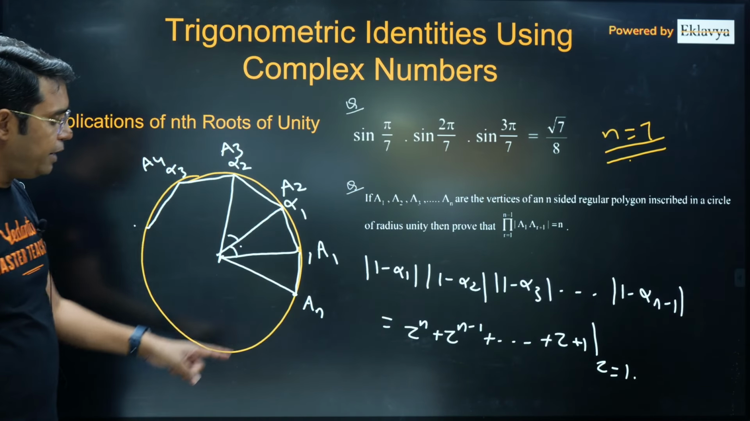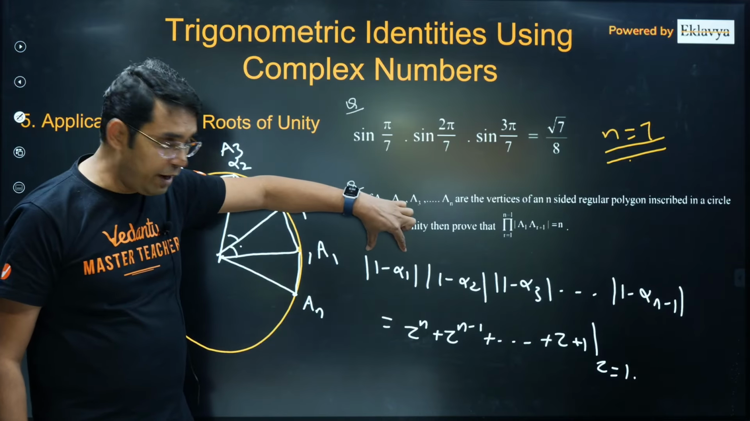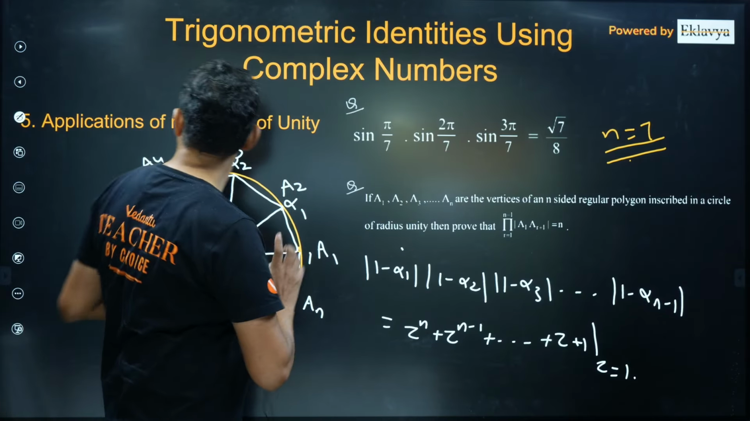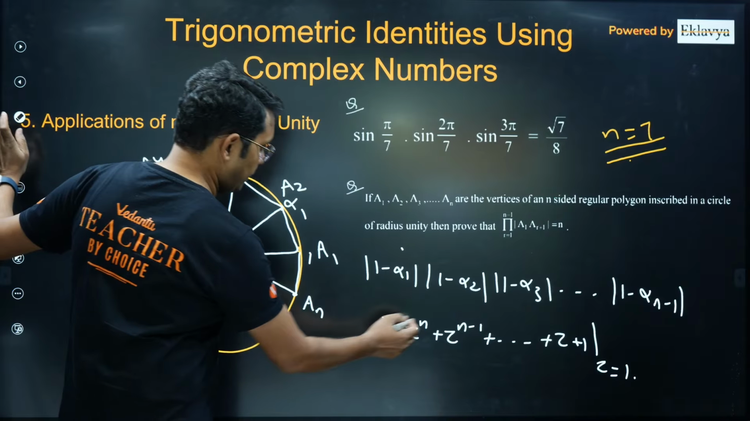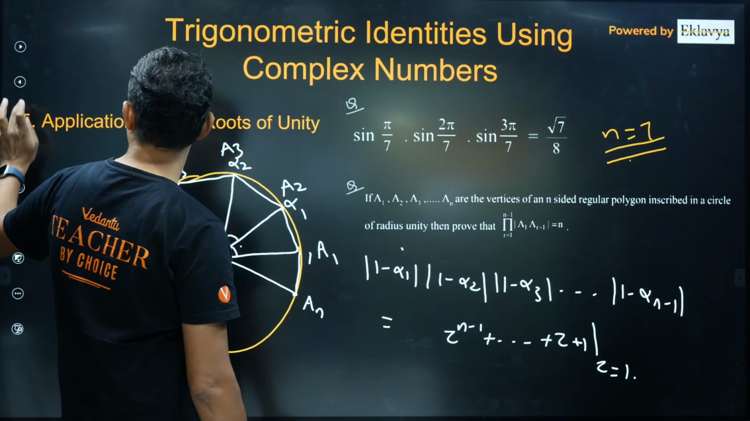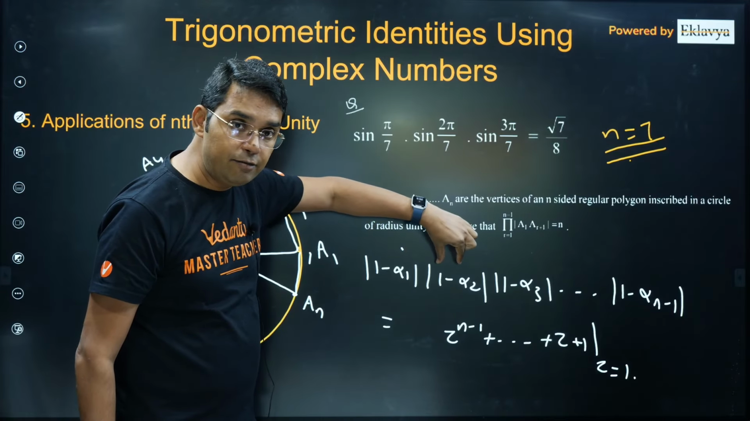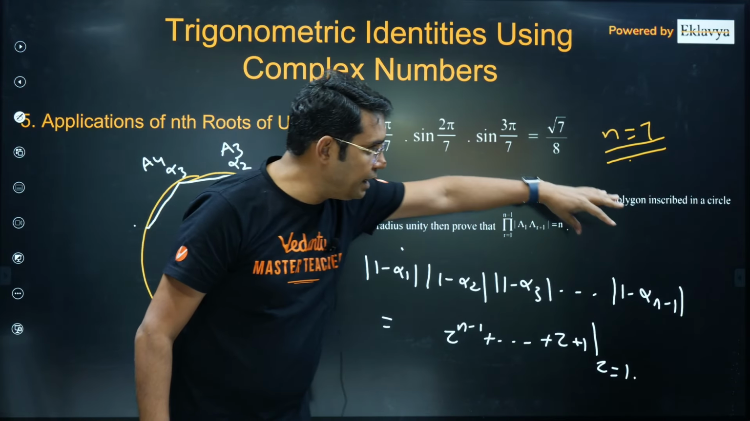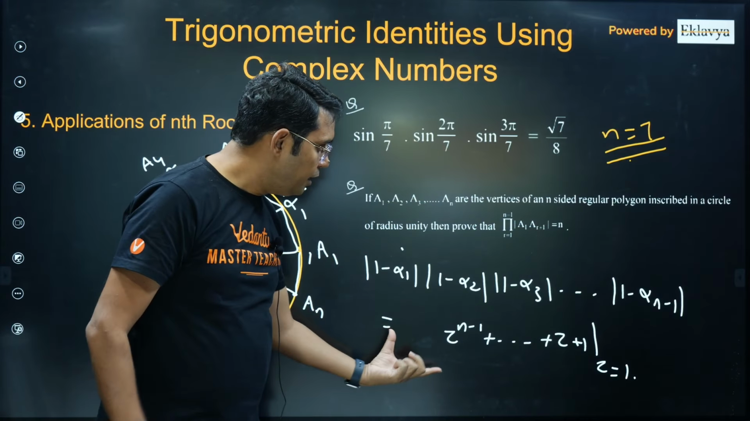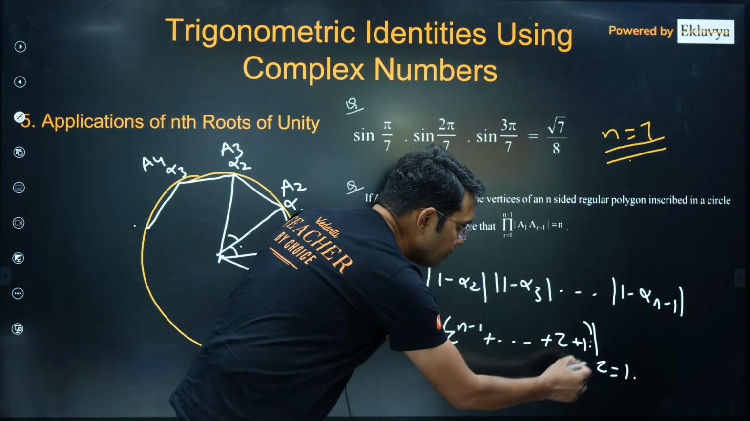I hope you remember it. See, these are the factors of this. One mistake. Yeah, one mistake. These (z minus alpha 1), (z minus alpha 2), (z minus alpha 3), up to (z minus alpha n minus 1) are the factors of this expression only.